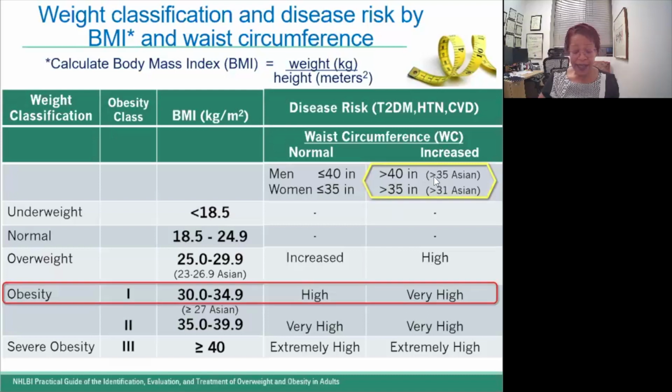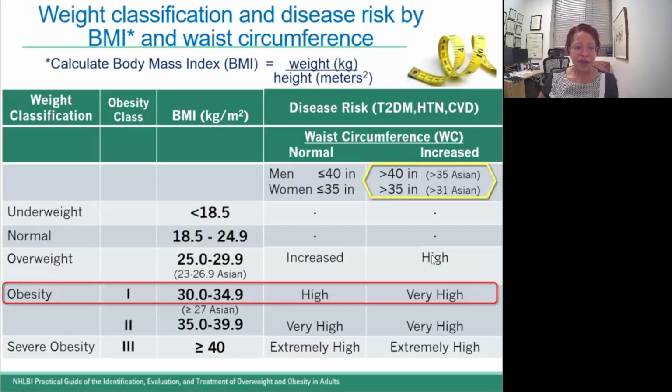And what we know is that for any class of obesity or overweight even, somebody who has class 1 obesity, with a BMI between 30 and 34.9, if they have a normal waist circumference, their risk for having these disorders, like diabetes, is still high. If they have an elevated waist circumference, then their risk is very high. So waist circumference can actually be quite handy.